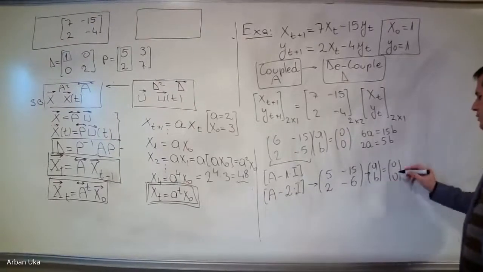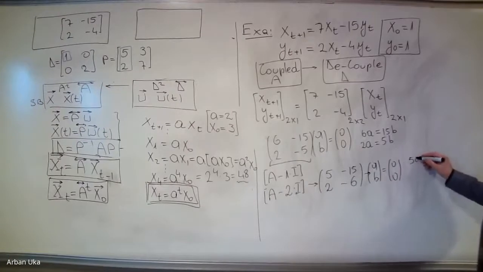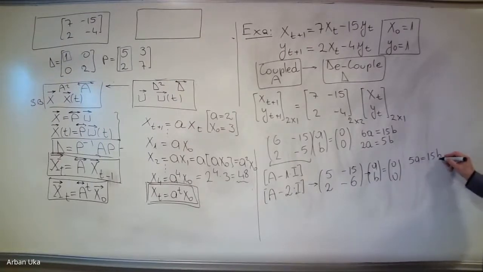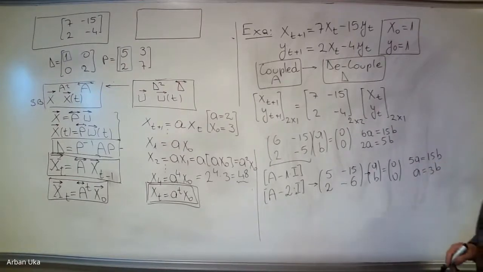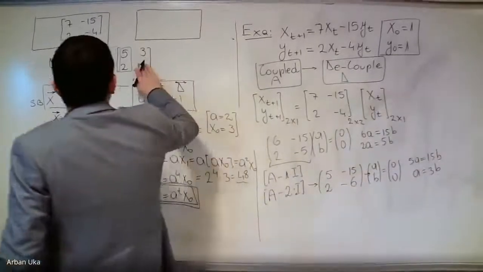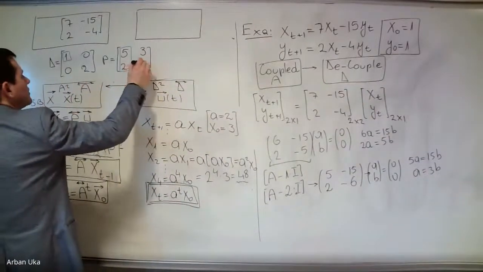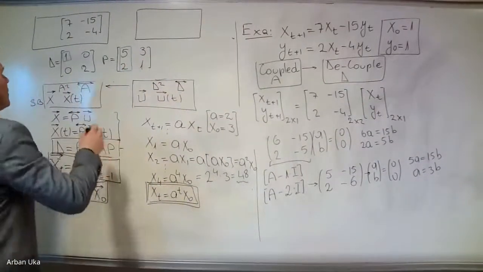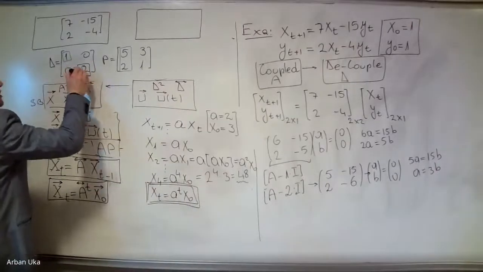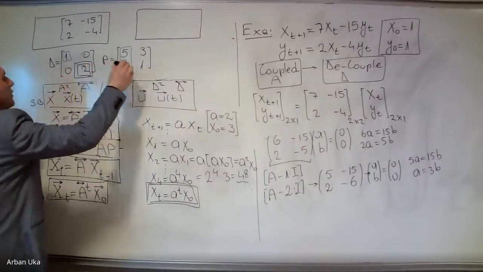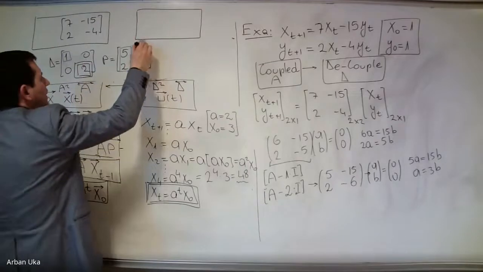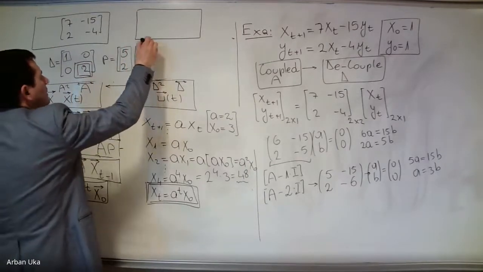Then we have the equation 5A equal to 15B. So A is equal to 3B, which means that this can be (3, 1). So if the eigenvalue is 2, the eigenvector will be (3, 1). I'm doing this in black: this eigenvalue of 2 corresponds to an eigenvector (3, 1).